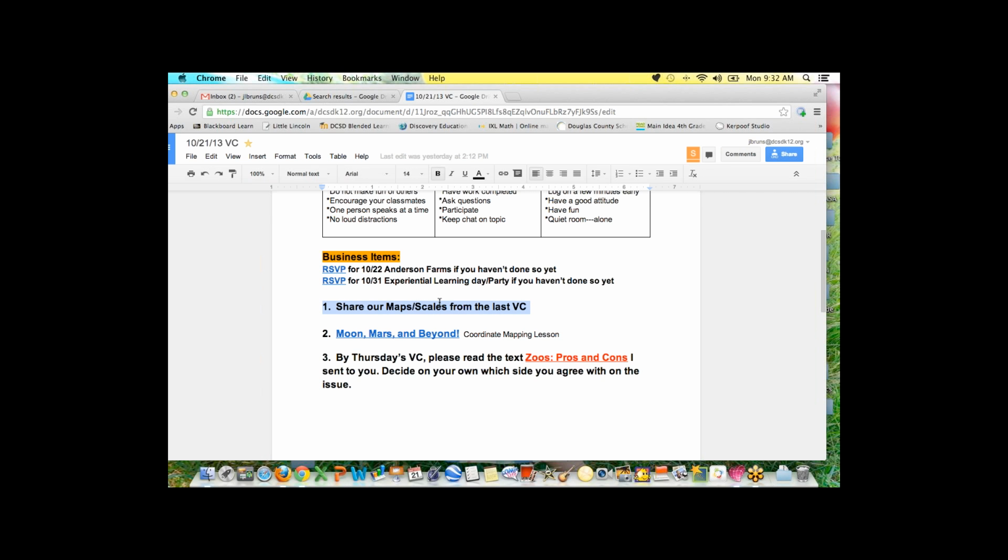Today what we're going to do is share our maps and our scales that we created the last time we were working with the moon, Mars, and beyond. That's what we'll do first, and then we'll move into a new lesson.